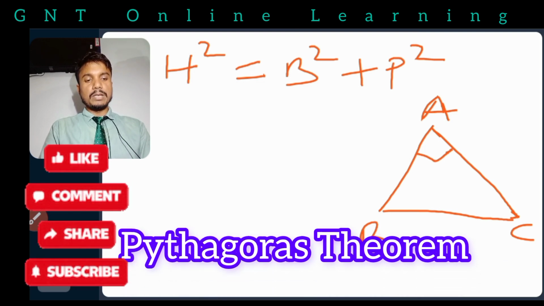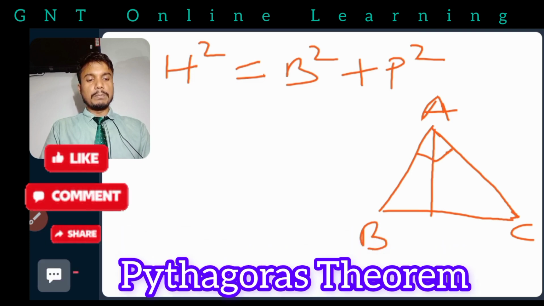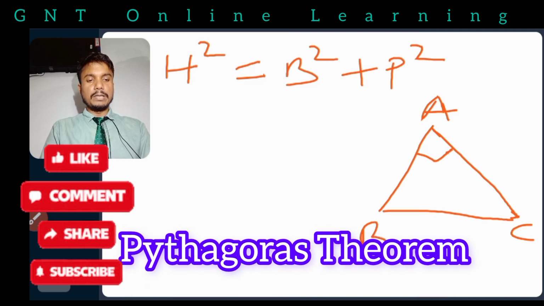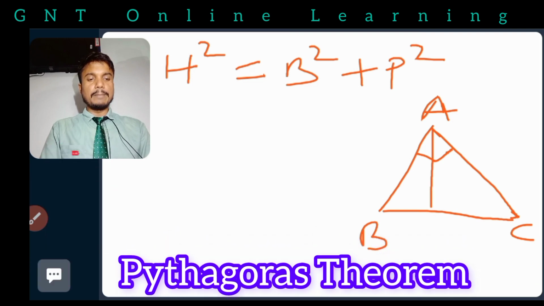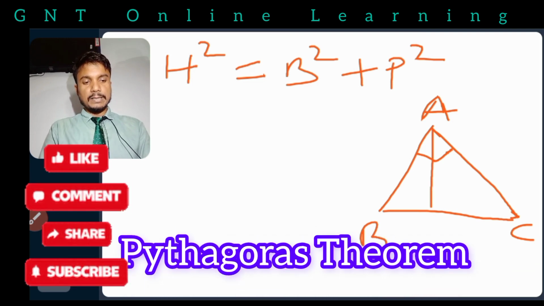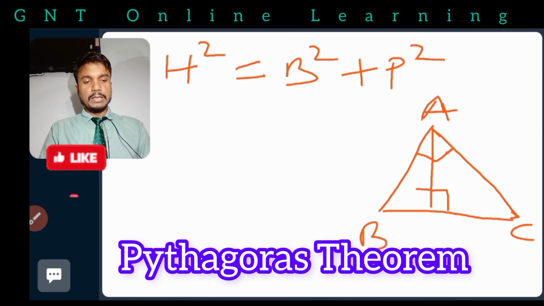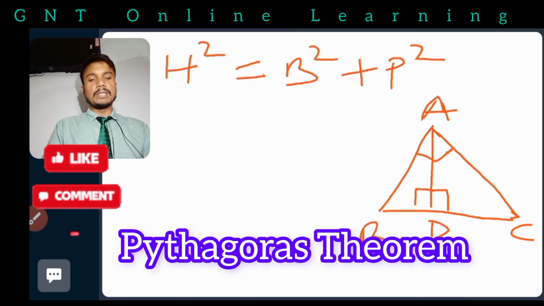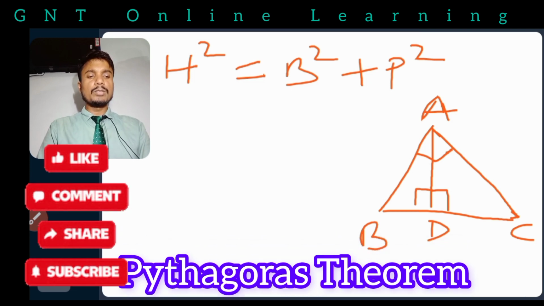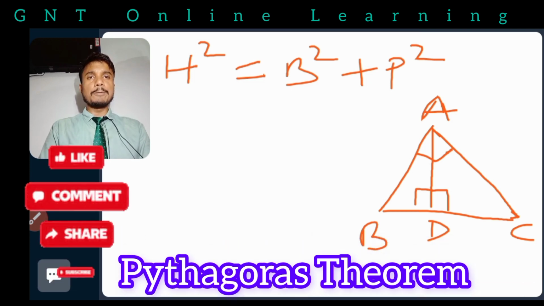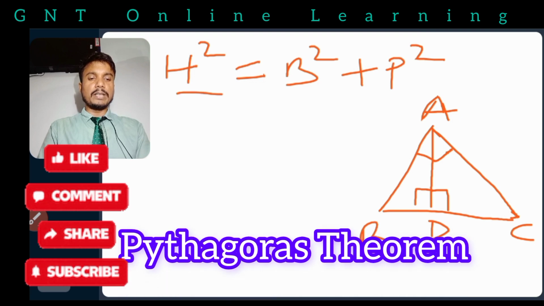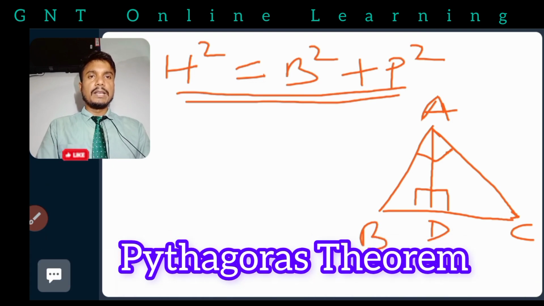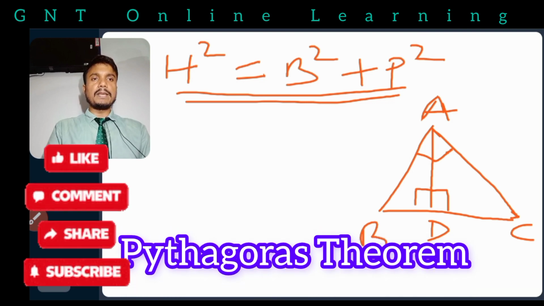Now from here let me draw one perpendicular like this. So here I've got a perpendicular. Let's name it D. So here we have the diagram. From this diagram, what I have to prove is that h square equals b square plus p square.